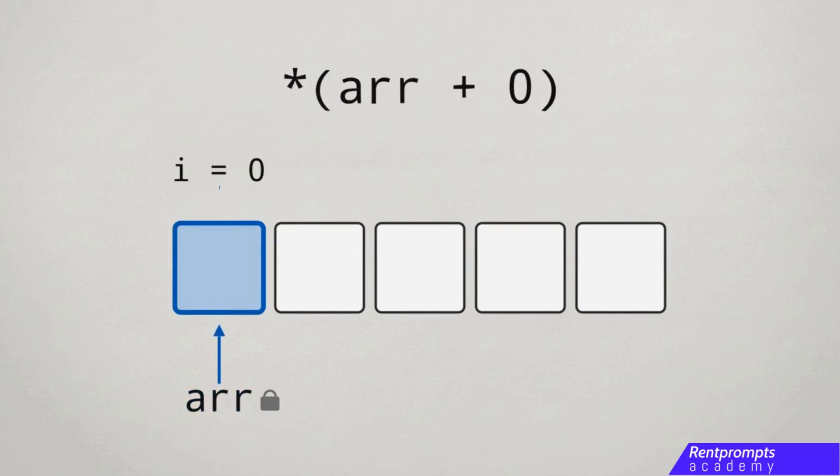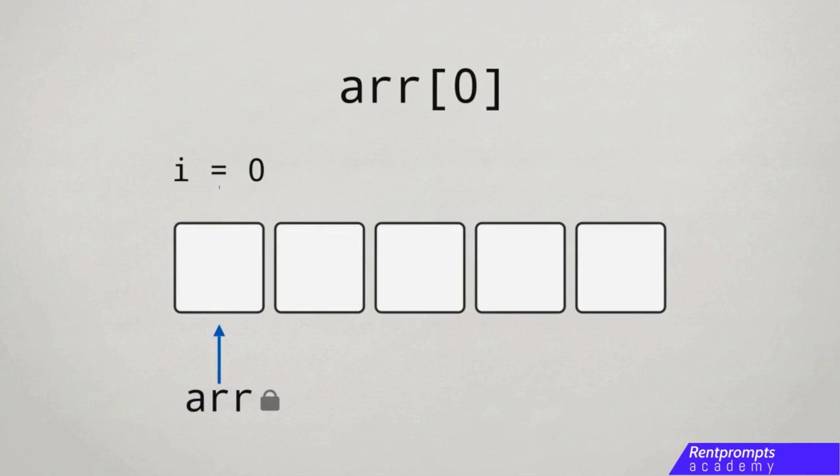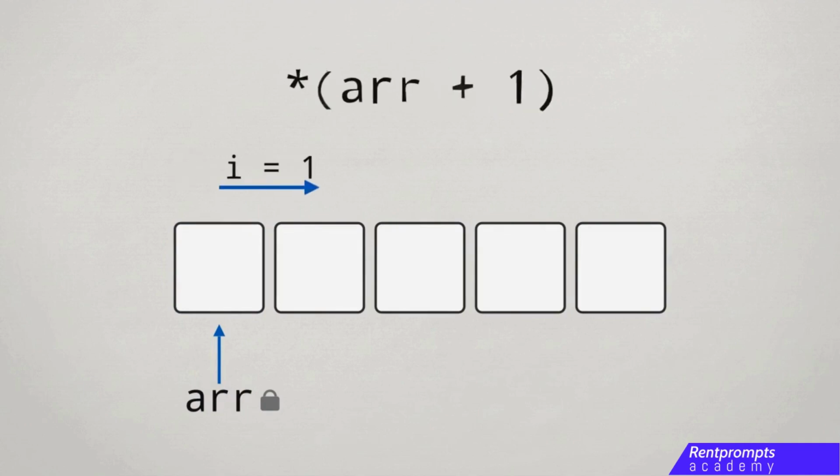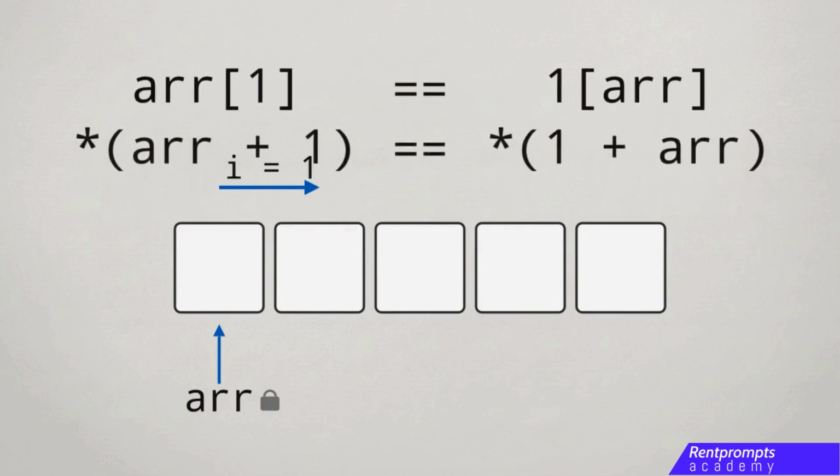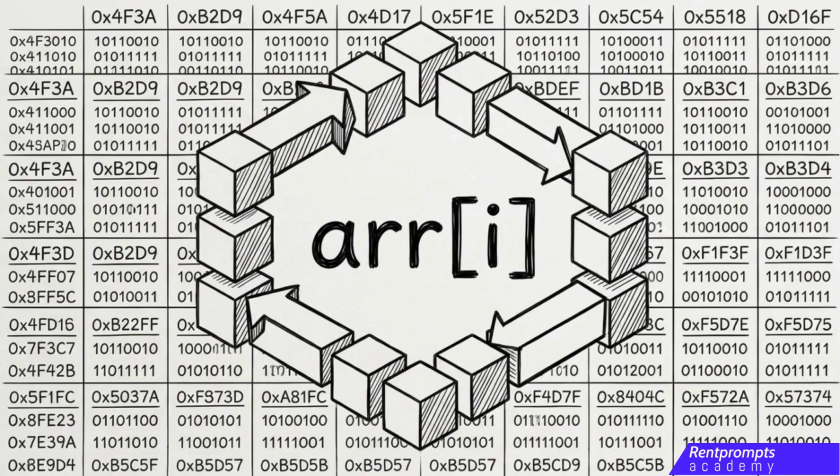Because this is pure arithmetic, the order of addition is irrelevant. Writing 1[ar] compiles exactly the same as ar[1], because mathematically, 1 plus the base address is identical to the base address plus 1. The bracket syntax is a convenient mask. Underneath, arrays execute raw pointer arithmetic.